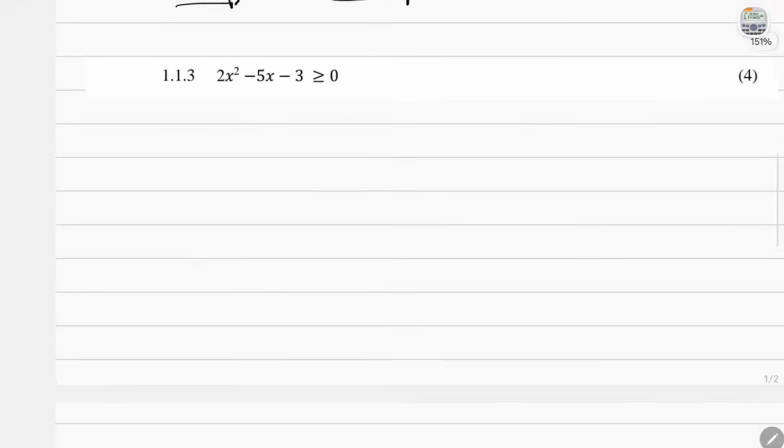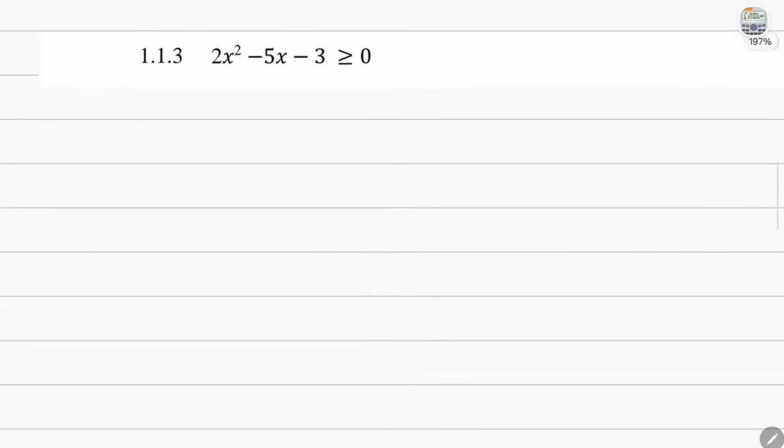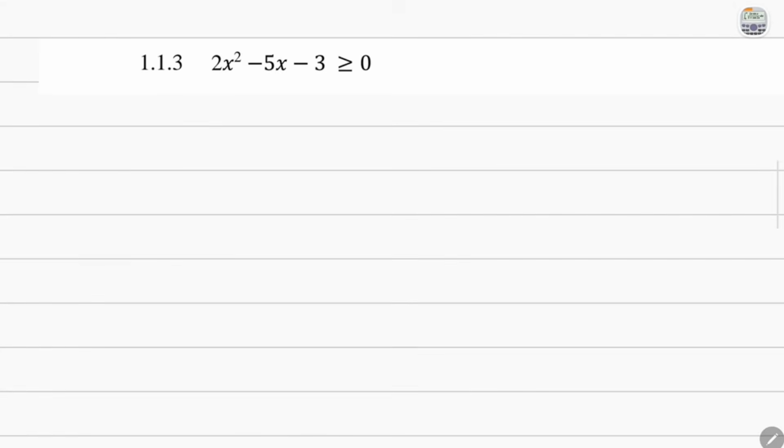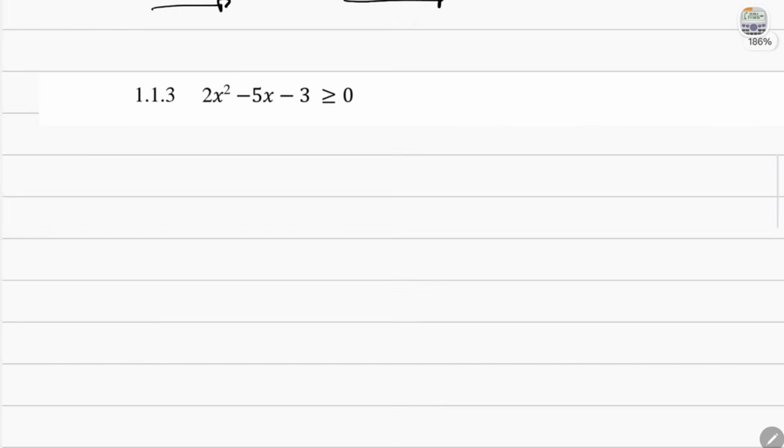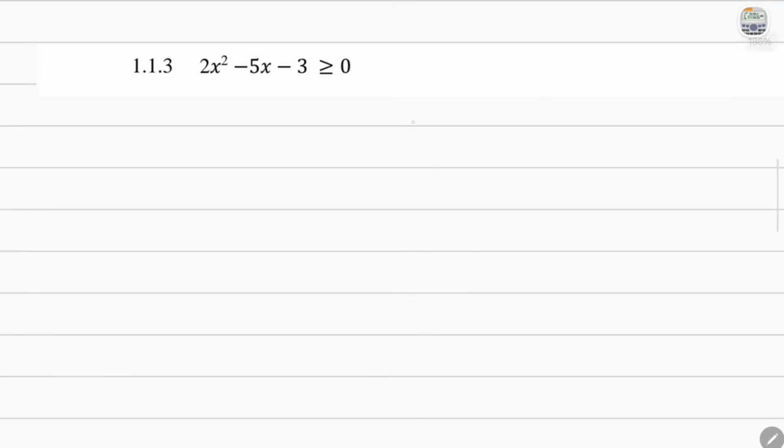Question 1.1.3 says we have this inequality and we have to solve for x. So it's quadratic, so you can use any method that you use to factorize these quadratic equations. But here, do you see that this 2 is in front of x squared, and it's not a common factor, okay? So we have to just factorize it like this. So I'm going to use the cross method. We'll open up 2 brackets, of course, and say this is still greater than or equal to 0.